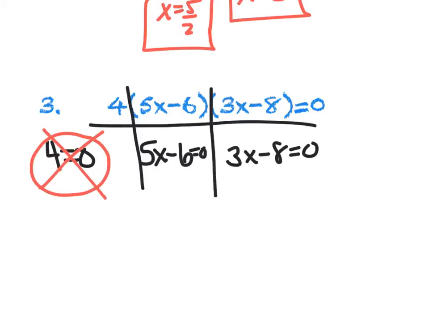There is actually nothing to solve for. And does 4 equals 0 even make any sense? No. So that's not a solution. I can only solve when I have an x. So here I'm going to add the 6 and divide by 5. I get x equals 6 fifths. And here add the 8, divide by 3, x equals 8 thirds. So please don't fall for this. If there's not an x, there is no solution. I have 2 x's, 2 solutions.